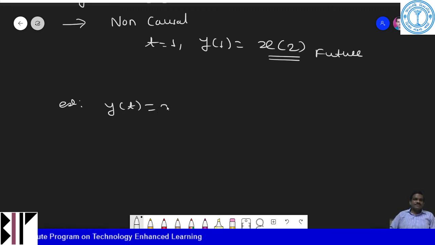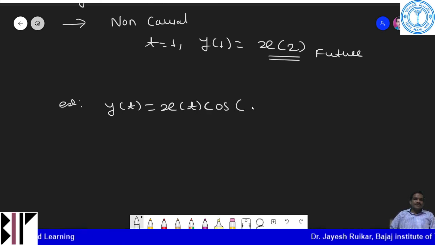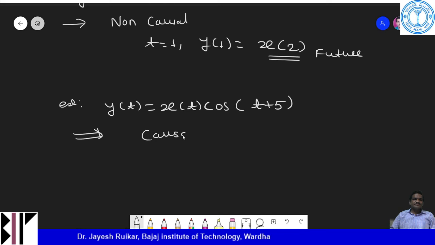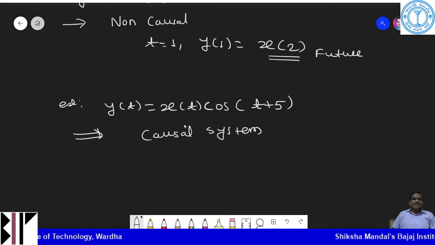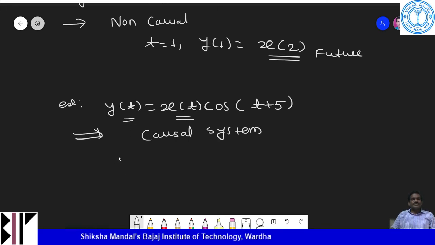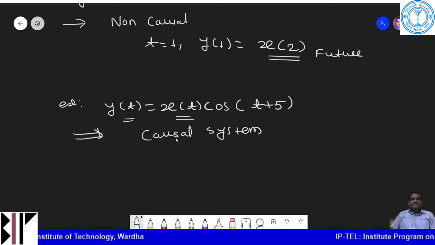y(t) = x(t) cos(t) + 5. Okay, this is a causal system. Why causal? Because the output depends upon the present input. Whatever value of t you put here, for example t = 0, 1, 2 or -1, 2, you will get the corresponding values of x(t).